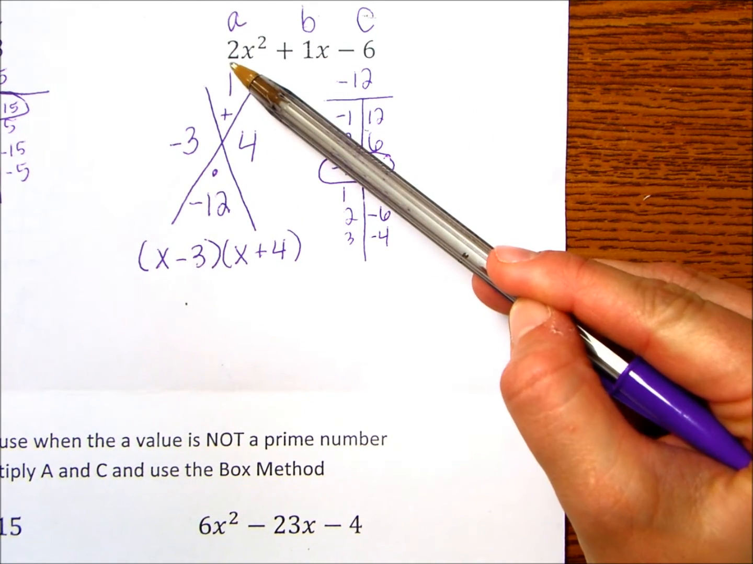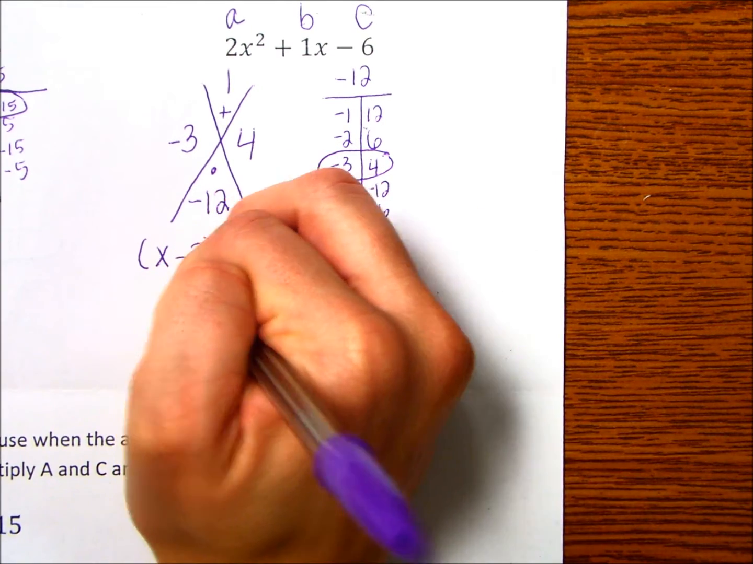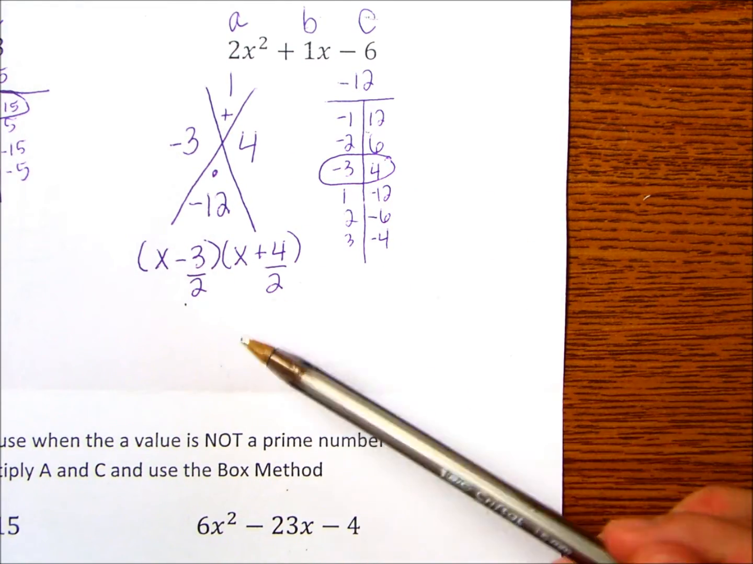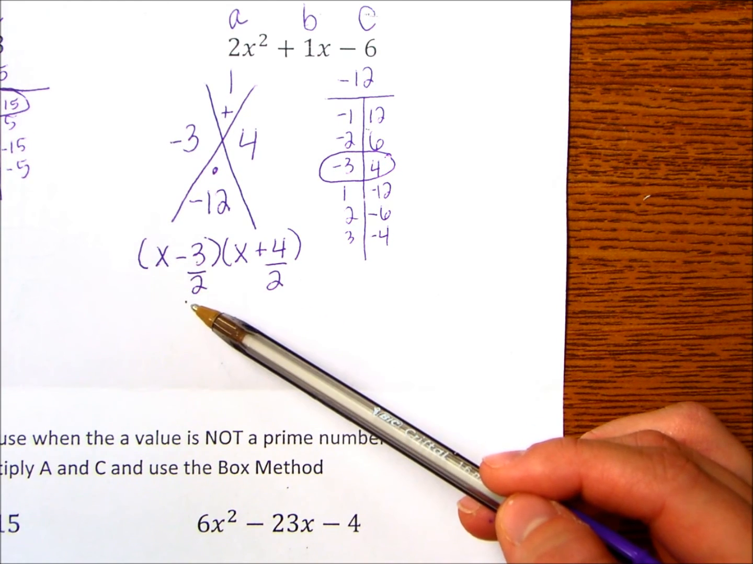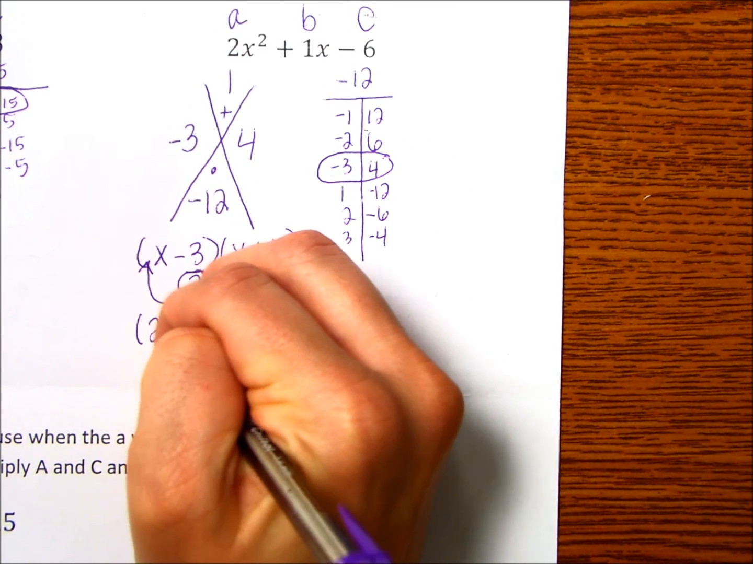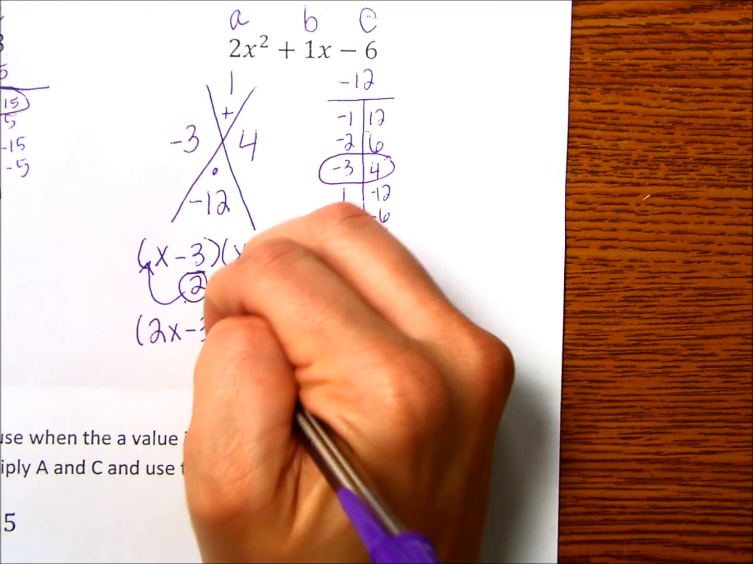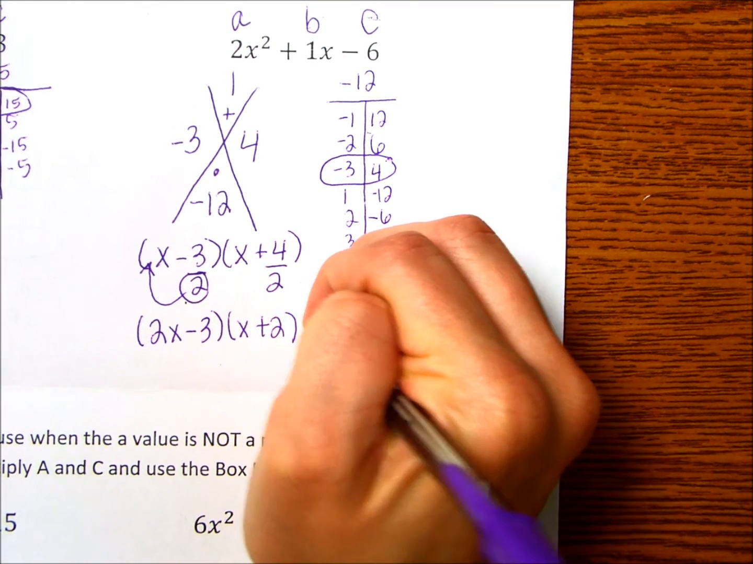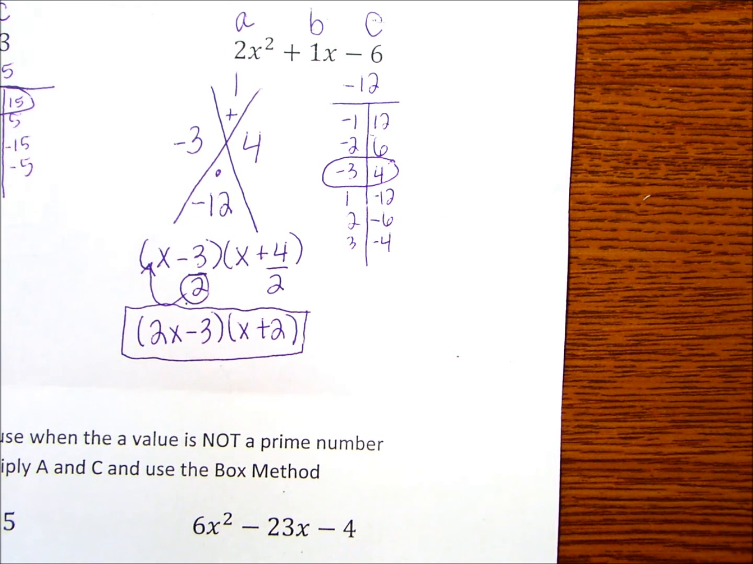Since I multiplied this 2 in, now I have to divide both my negative 3 and my 4 by 2. 2 doesn't go into 3 evenly, and I cannot simplify it. So I'm going to take that 2 and move it up to get 2x minus 3. 4 divided by 2 is 2, so I can just write that as x plus 2. And there you have that trinomial factored. I think it's kind of cool.